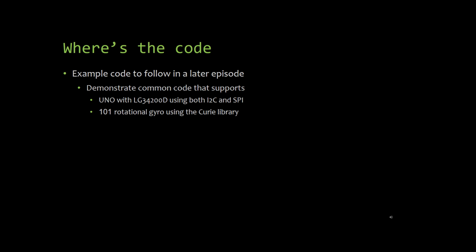Where's the code? The code is not included in this episode, but will be in an episode that follows this. The code will take some time to go through because although it's very clear, it does support both an UNO and a 101 board, and for the UNO it supports both I2C and SPI. And I want to do another episode following this one that covers some of the design trade-offs and why I made some of the selections I'm going to make going forward. But there will be code available that presents I2C and SPI and using the Curie library for the 101.